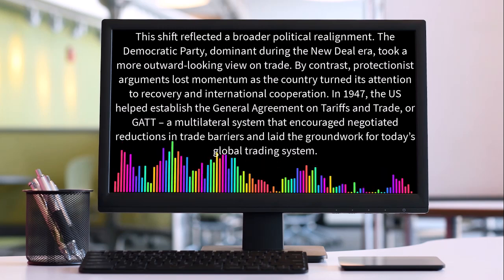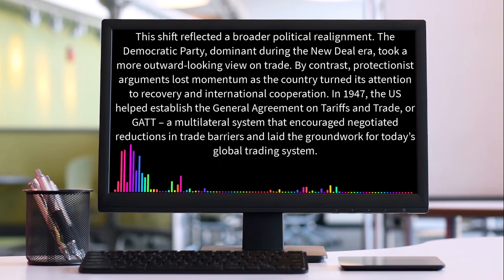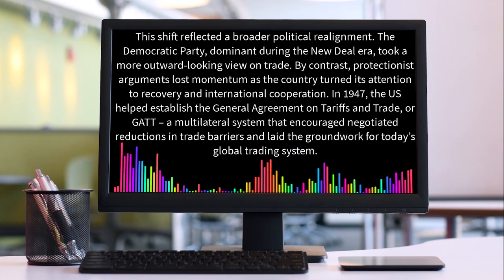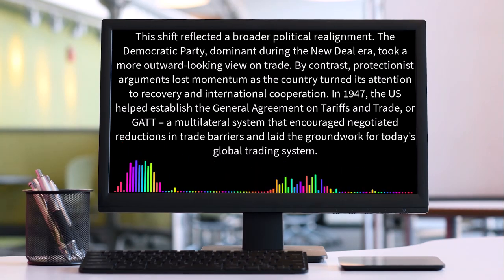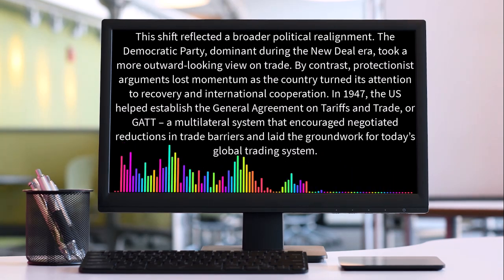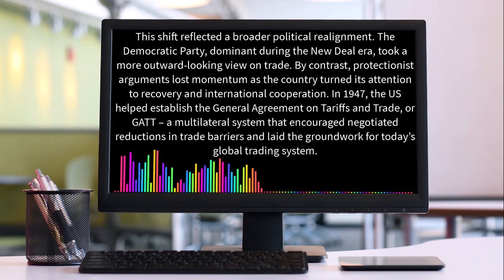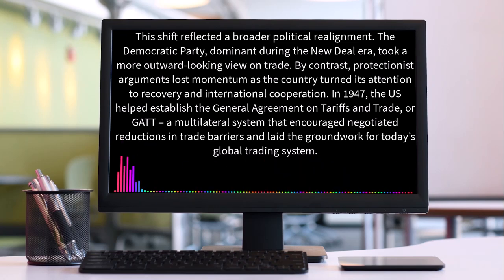The Democratic Party, dominant during the New Deal era, took a more outward-looking view on trade. By contrast, protectionist arguments lost momentum as the country turned its attention to recovery and international cooperation. In 1947, the U.S. helped establish the General Agreement on Tariffs and Trade, or GATT, a multilateral system that encouraged negotiated reductions in trade barriers and laid the groundwork for today's global trading system.